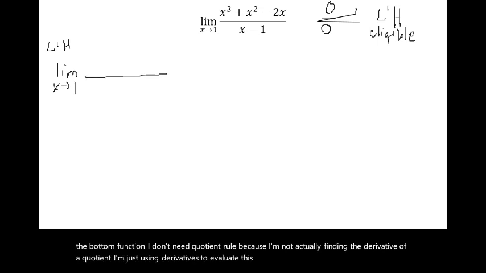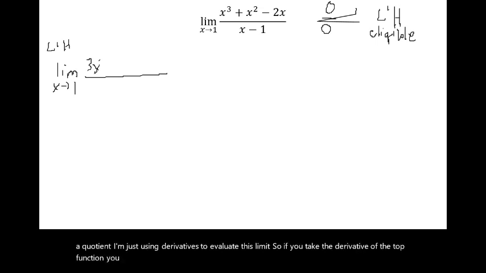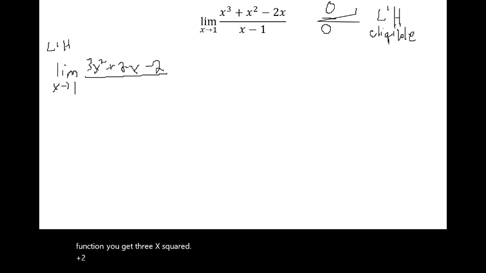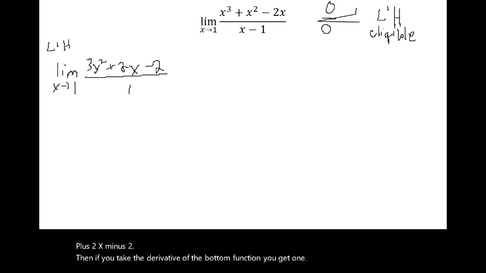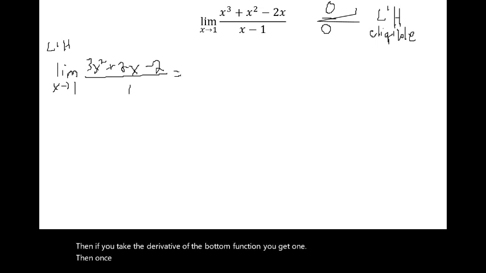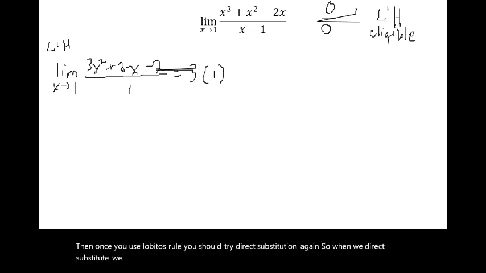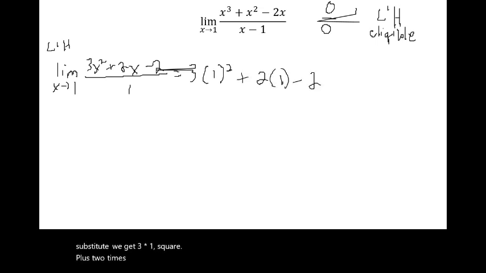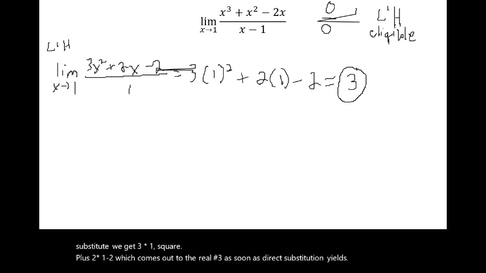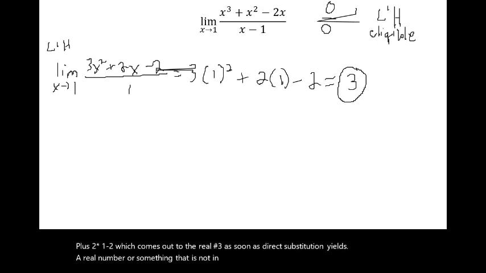If you take the derivative of the top function, you get 3x squared plus 2x minus 2. Then if you take the derivative of the bottom function, you get 1. Once you use L'Hopital's rule, you should try direct substitution again. So when we direct substitute, we get 3 times 1 squared plus 2 times 1 minus 2, which comes out to the real number 3. As soon as direct substitution yields a real number, or something that is not indeterminate, you are done.